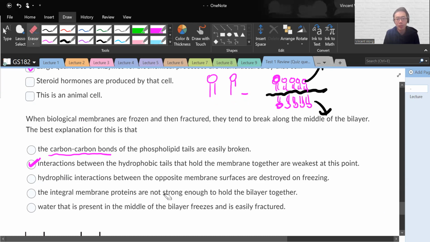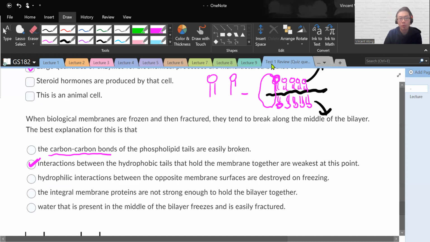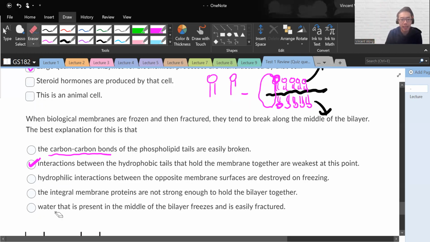The integral proteins are not strong enough to hold the bilayer membrane together. The integral proteins are the ones that go through right there, okay? If the integral proteins were breaking apart, then you should end up having holes in the membrane, and it should not be peeling off, right? Because the integral proteins are just inserted throughout. So that's not the answer.